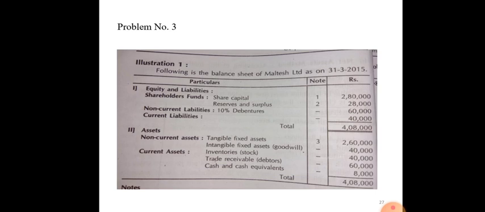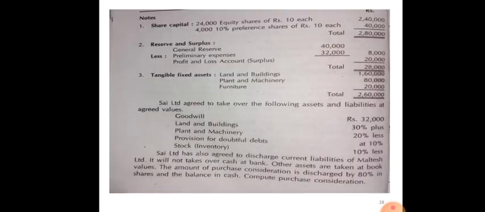In this balance sheet, the shareholders fund has share capital, note number 1, and reserves and surplus, note number 2. So we have to see note number 1 and note number 2. In note number 1, equity share capital: how many equity shares are there? 24,000 equity shares, and each share price is rupees 10. So 24,000 into 10 is 2,40,000. And 4,000 preference shares are there, and this 10% is nothing but the dividend.